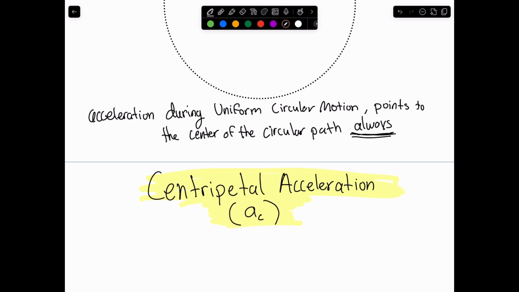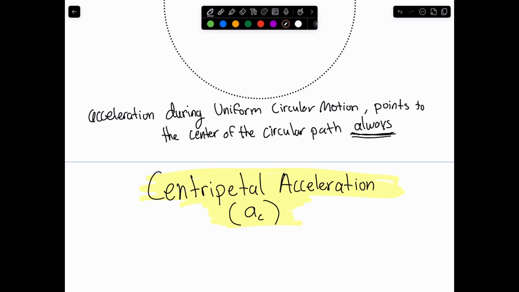So this a sub c, centripetal acceleration value, what is it doing during uniform circular motion? Well, remember how I spent a long time talking about the tangent vectors of velocity to the path of a uniform circular motion object? Well, something has to keep those velocity vectors actually tangent to the circle. They don't just change to be tangent by themselves instantaneously. There needs to be a little nudge in the right direction. And that's exactly what centripetal acceleration is all about.